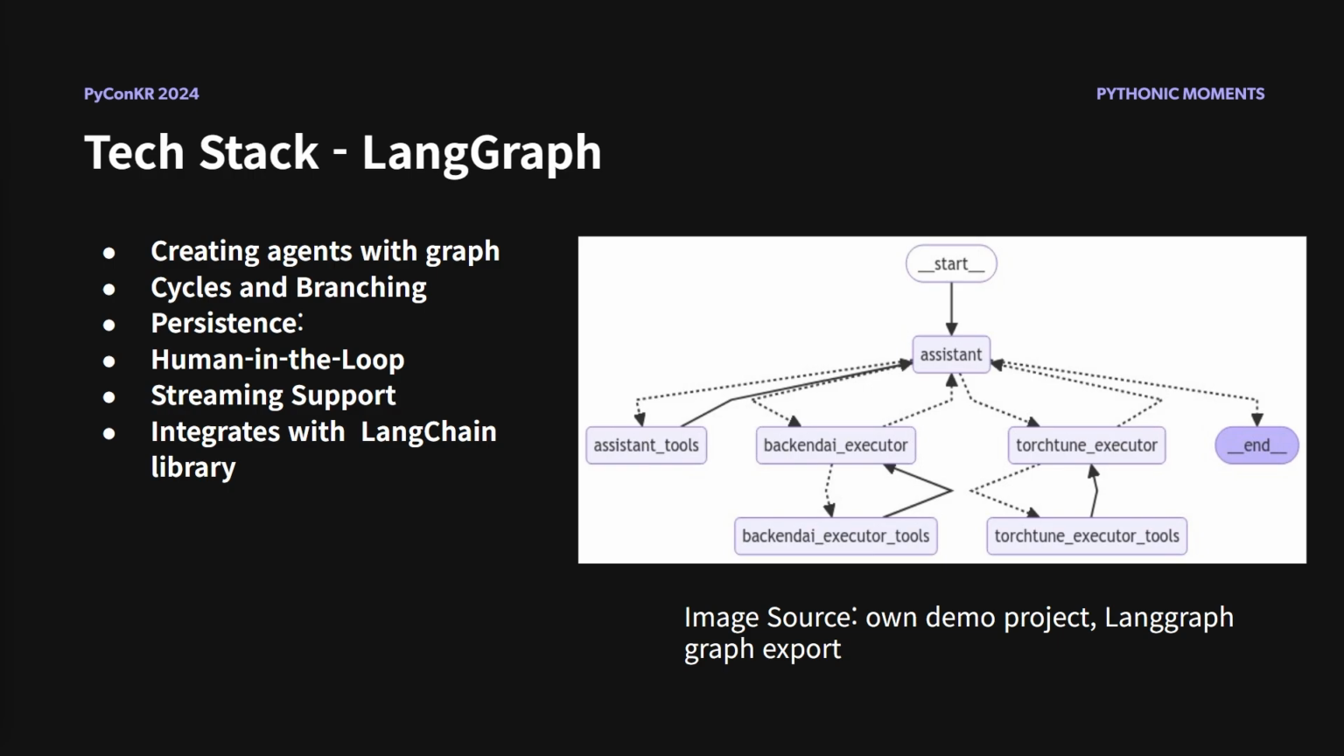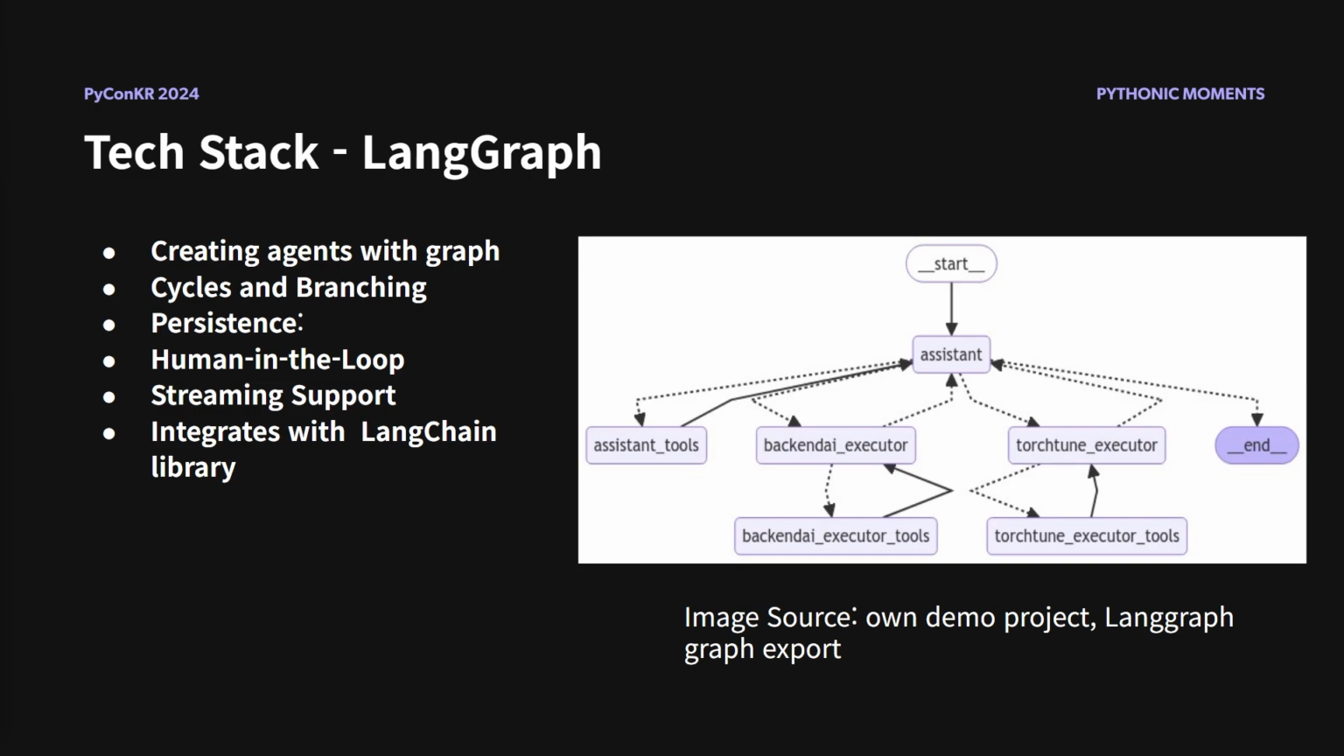LangGraph is designed to create agents with a graph-based approach. It supports features such as cycles and branching, allowing you to implement loops and conditionals in your applications. One of its key benefits is persistence. It automatically saves the state after each execution step, so we can pause and resume execution anytime. This is useful for error recovery, adding human-in-the-loop workflows, and even time travel, reversing operations.